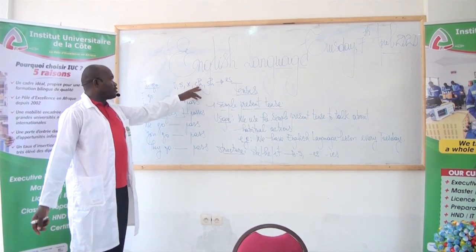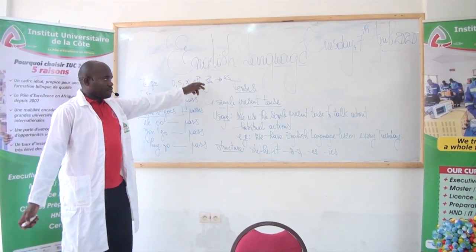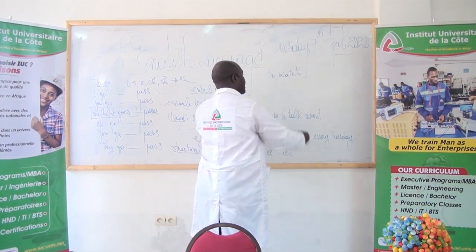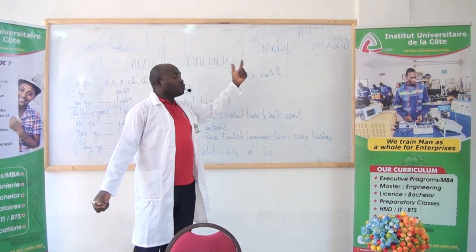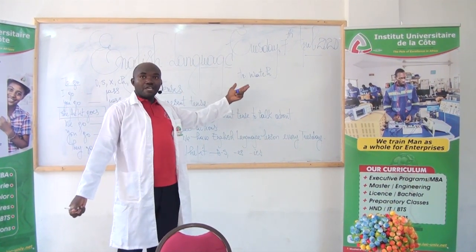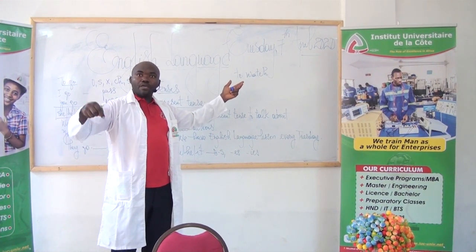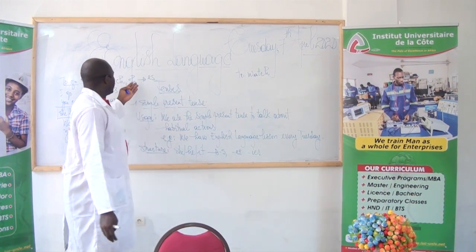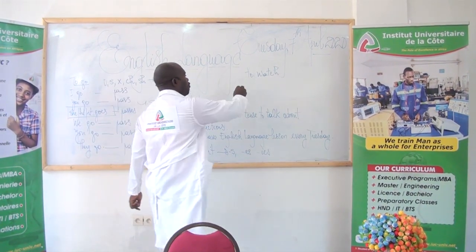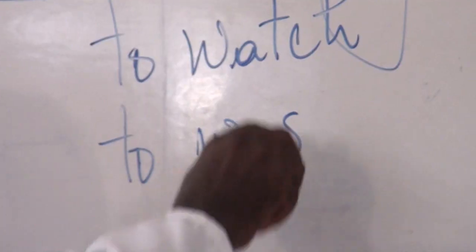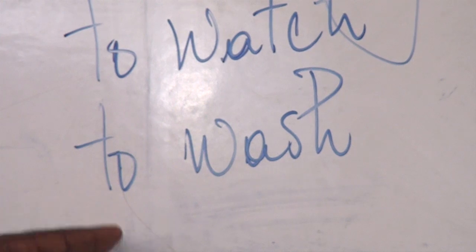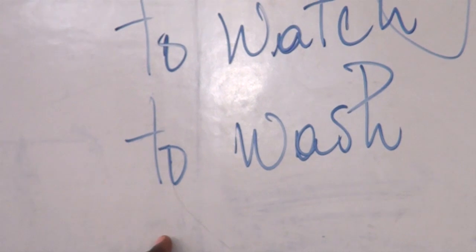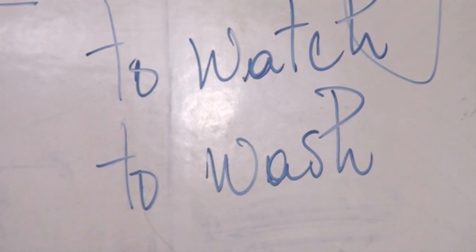We can take another example with the verb to watch. I watch, you watch, she or he or it watches, we watch, you watch, and they watch. Another verb, to wash. I wash, you wash, he or she or it washes, we wash, you wash, and they wash.